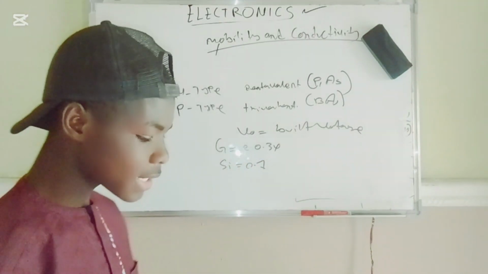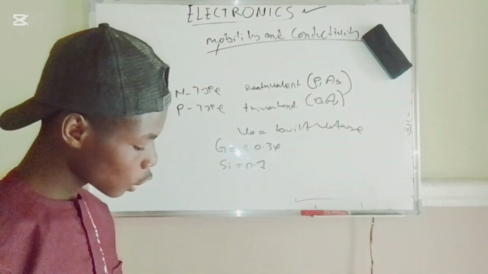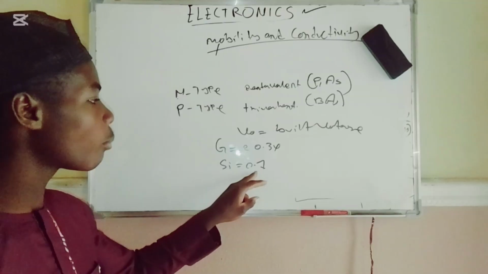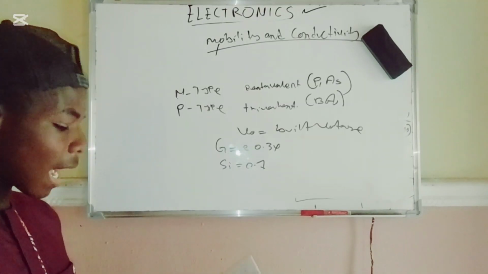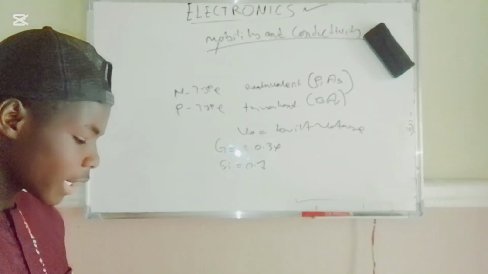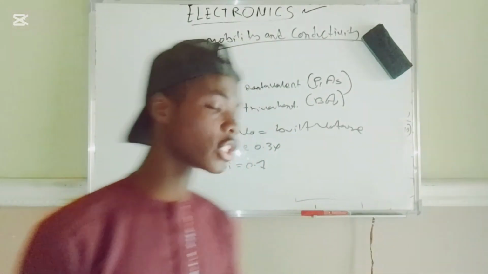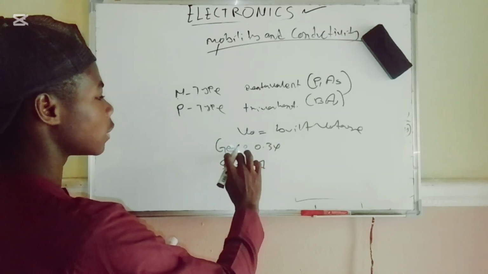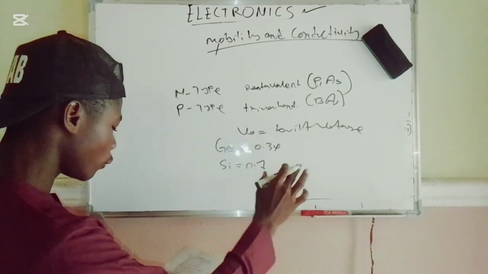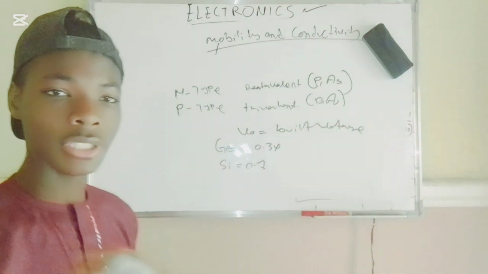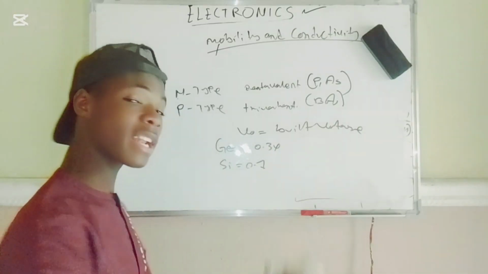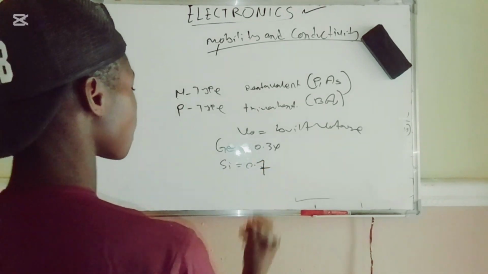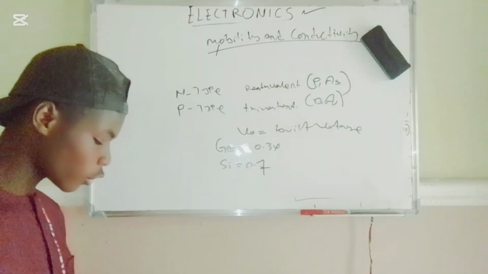As you all know, in the last table that I drew we have the band gap value of silicon, which is 1.1. But this is not the band gap, we are talking about the built-in voltage. So the built-in voltage for germanium is 0.3 and for silicon it is 0.7. You can write it down so that you may use them in some of your examples.